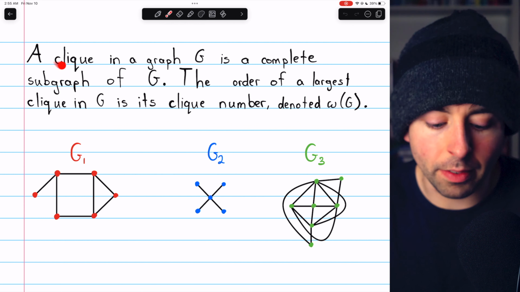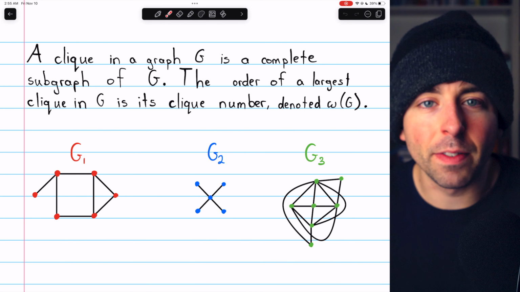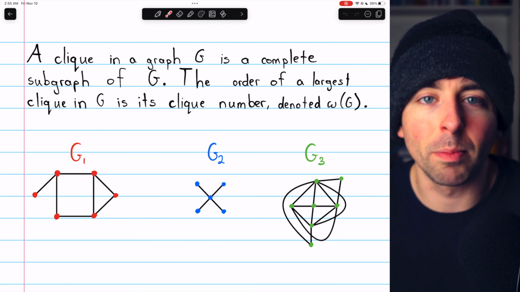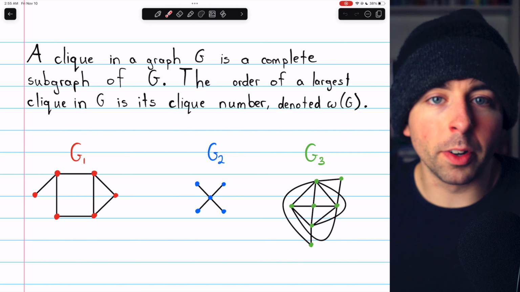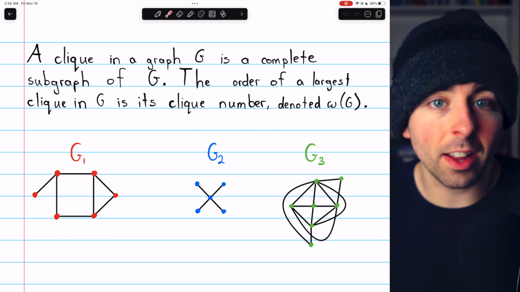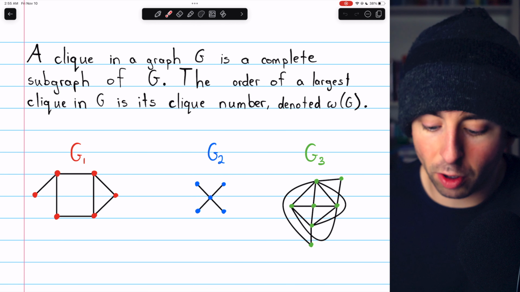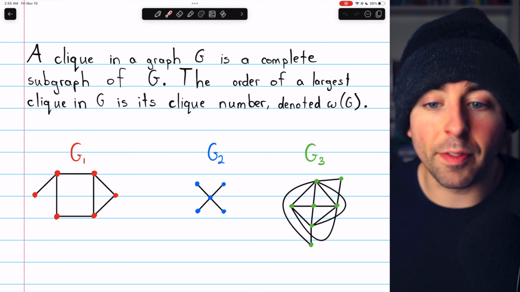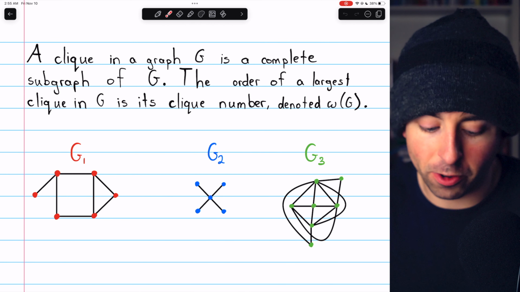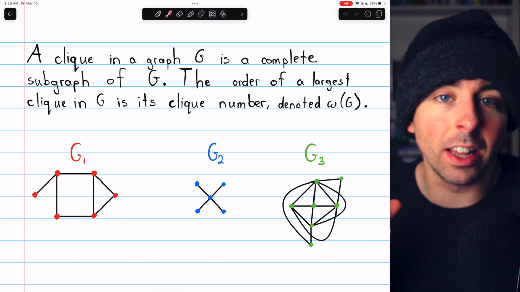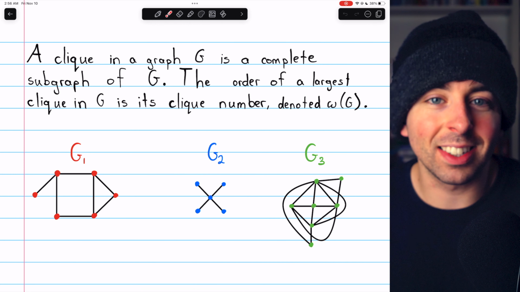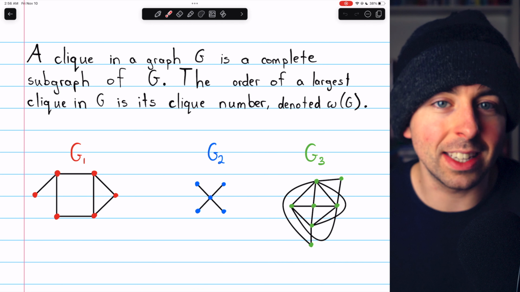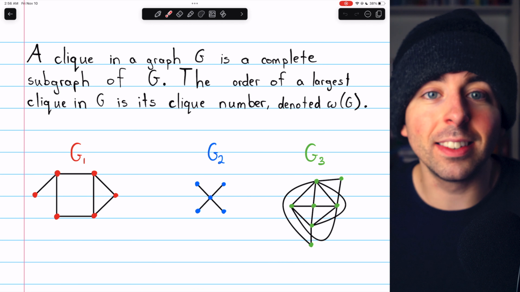So we can think of a clique as a complete graph that just exists in some larger graph. The number of vertices in the largest such complete subgraph is called the clique number of the containing graph. In this definition, we say a largest clique instead of the largest clique because the largest clique is not necessarily unique in every graph. Let's see some examples.